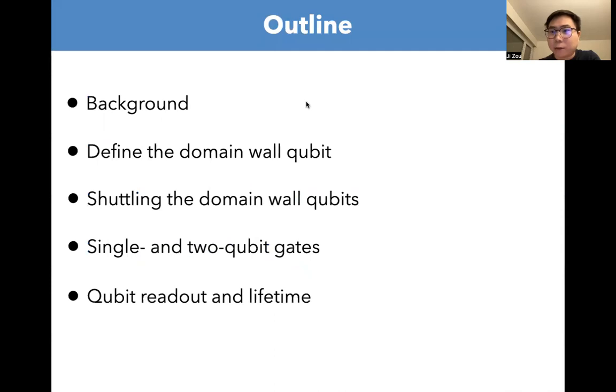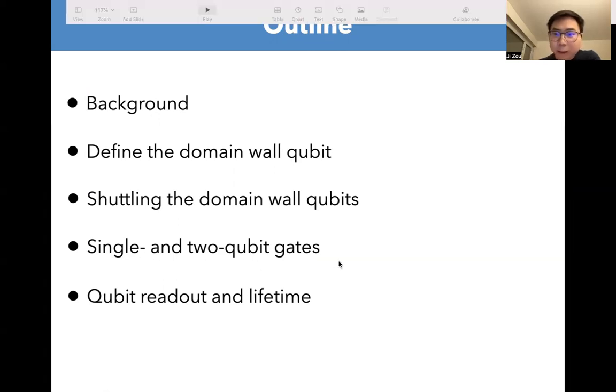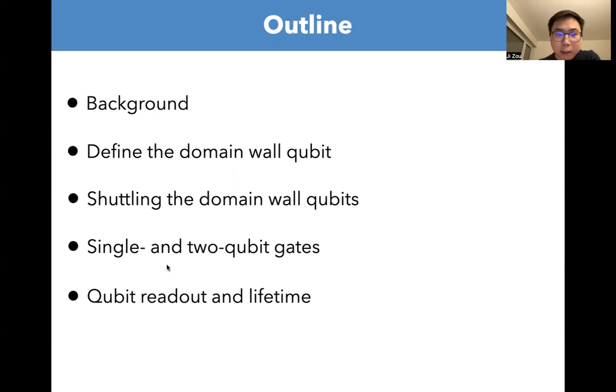Okay, so here is the outline of my talk. First, I will very briefly mention the background, and then I will move on and define what is a domain wall qubit, and then I will discuss how to shuttle this domain wall qubit on the racetrack. And of course, we need to discuss how to implement single qubit rotations and also two qubit gates. And finally, I will discuss how to read out the qubit and also its lifetime.